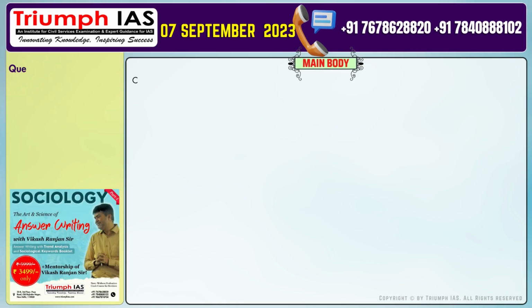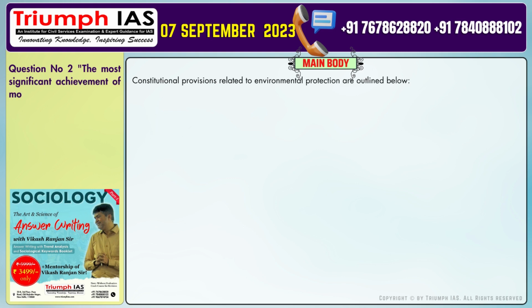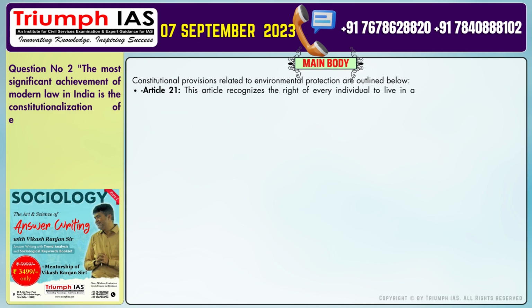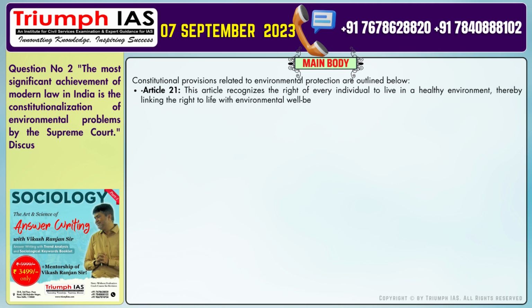Main body of the answer. Constitutional provisions related to environmental protection are outlined below. Number 1. Article 21. This article recognizes the right of every individual to live in a healthy environment, thereby linking the right to life with environmental well-being. Number 2. Article 47.